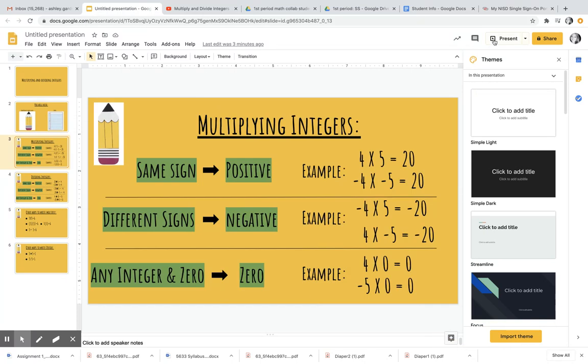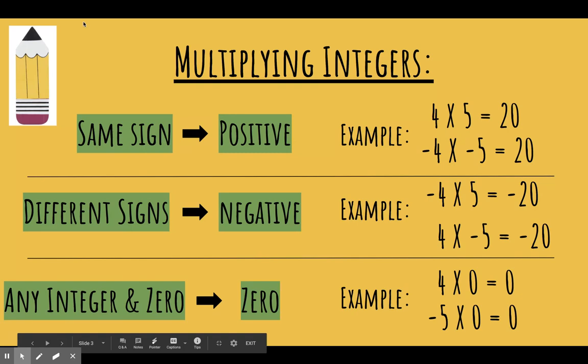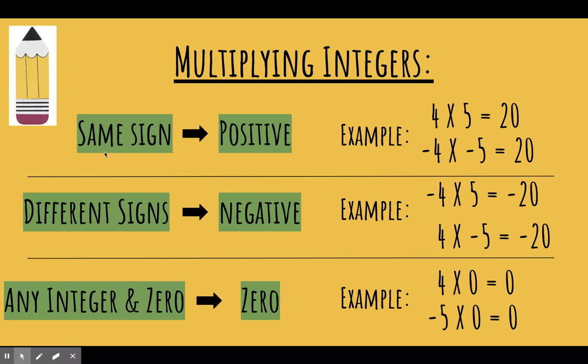Okay, let's go into our notes. So you have a pencil on this page. That means you need to write down what is on this page. So this says multiplying integers. These are your rules, and these are some examples. So first one, if you have the same sign, so a negative times a negative or a positive times a positive, your answer is going to be positive.